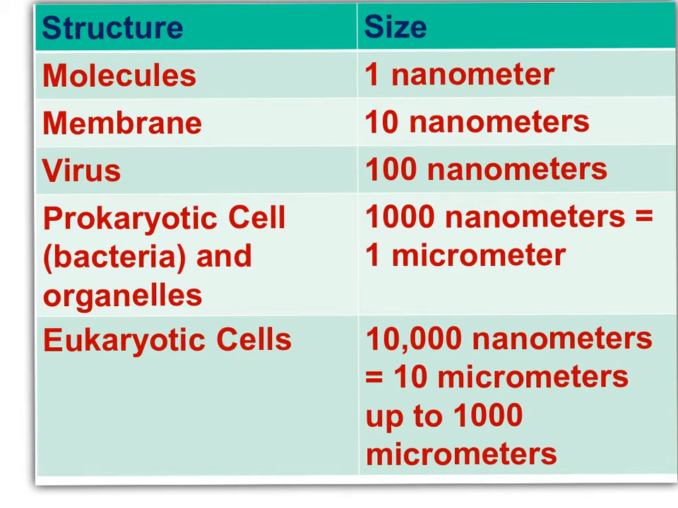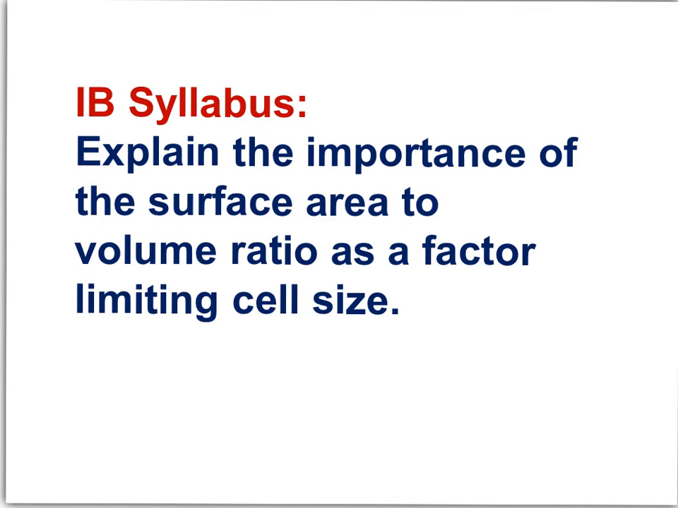Again, here's an outline of the range of sizes of various cellular structures. I'll leave this slide for you to study. Here's the next IB syllabus statement. Explain the importance of the surface area to volume ratio as a factor limiting cell size.